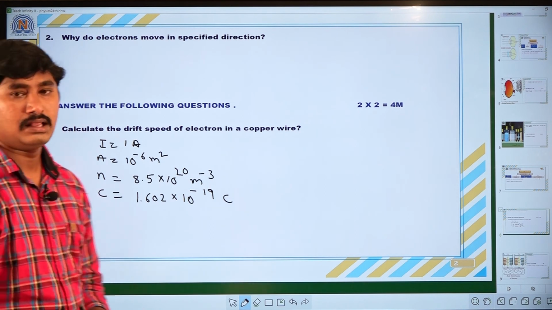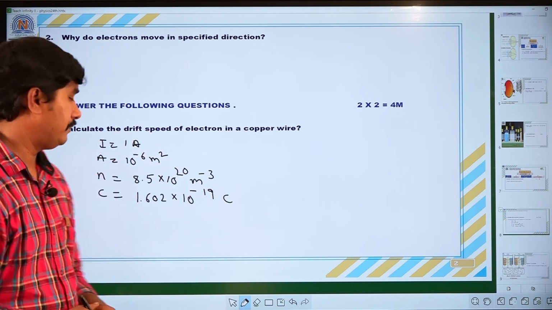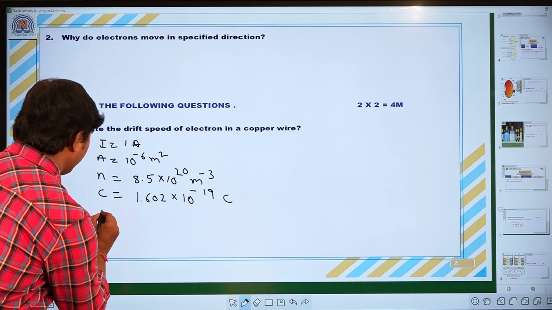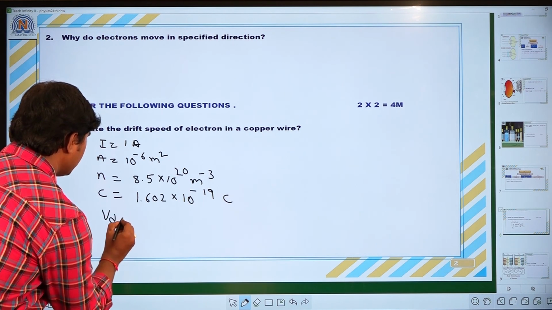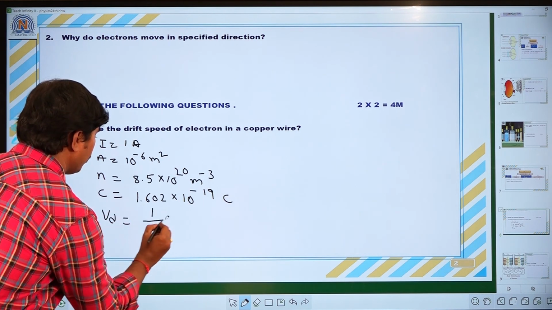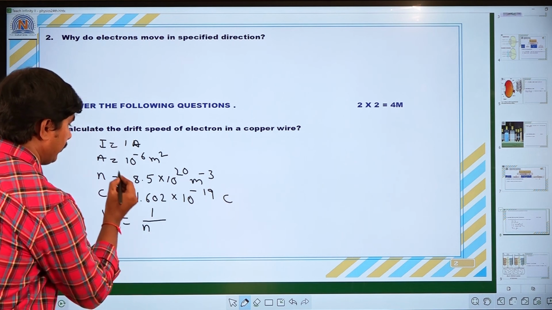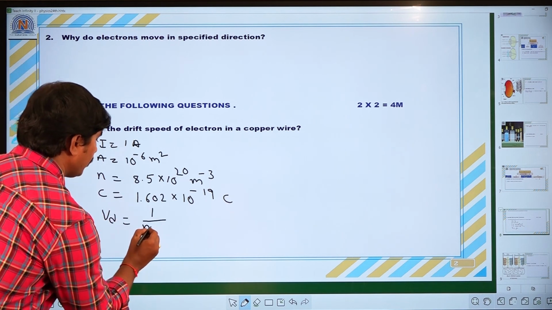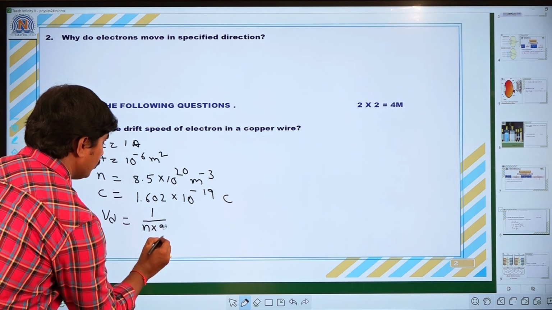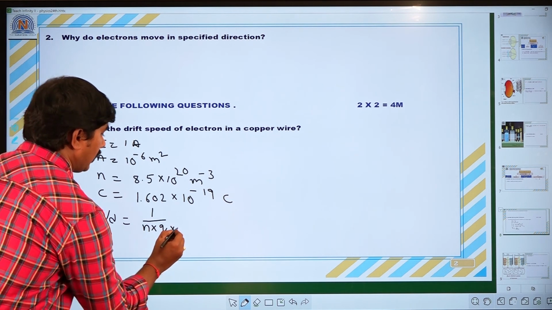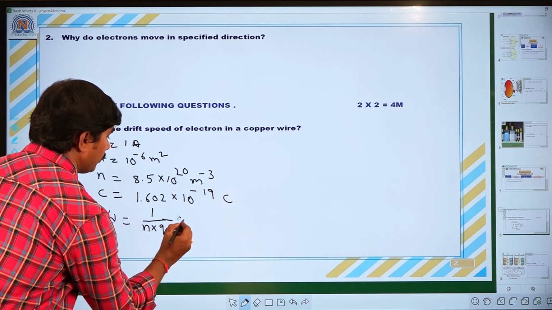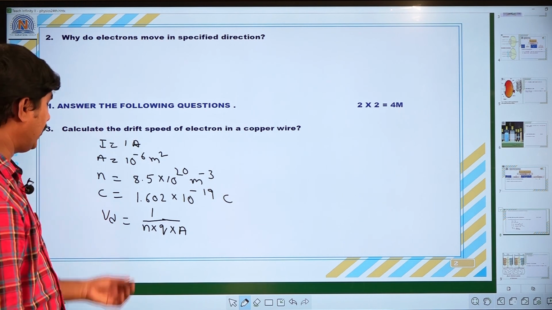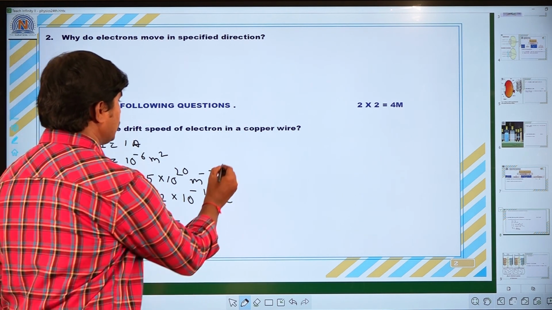Next, you know very well the formula for drift speed. We represent it by the letter Vd. Drift speed Vd is equal to I by nqA, where n is the density, q is the charge, and A is the area. What is the formula here? I by nqA. Substitute these values here.